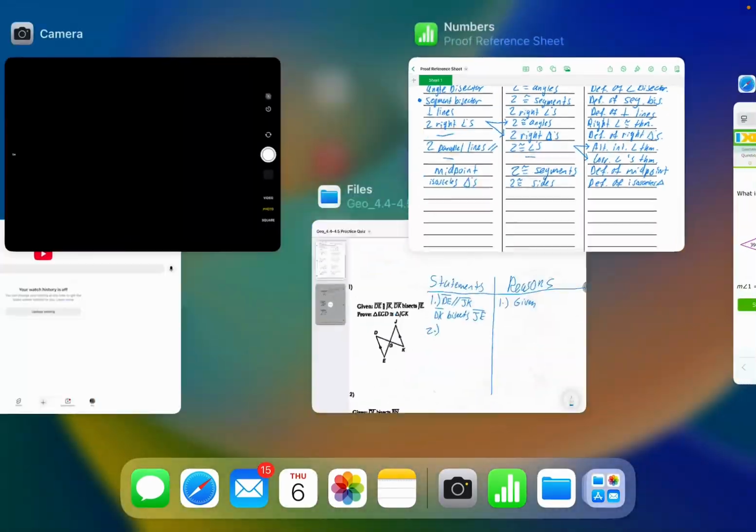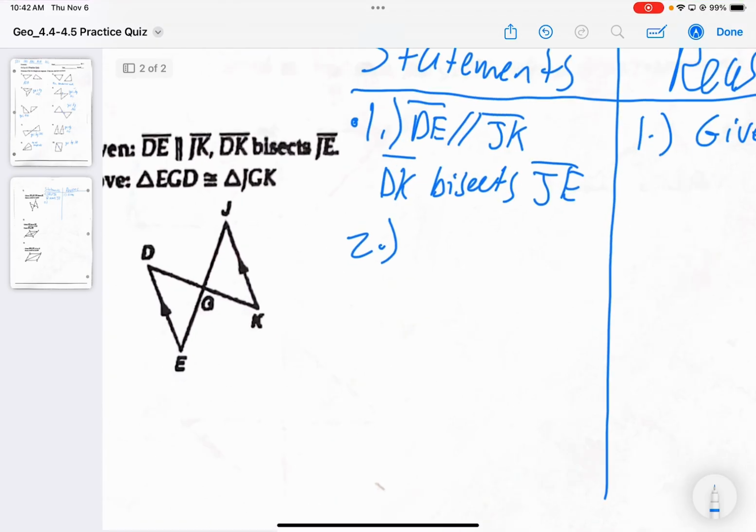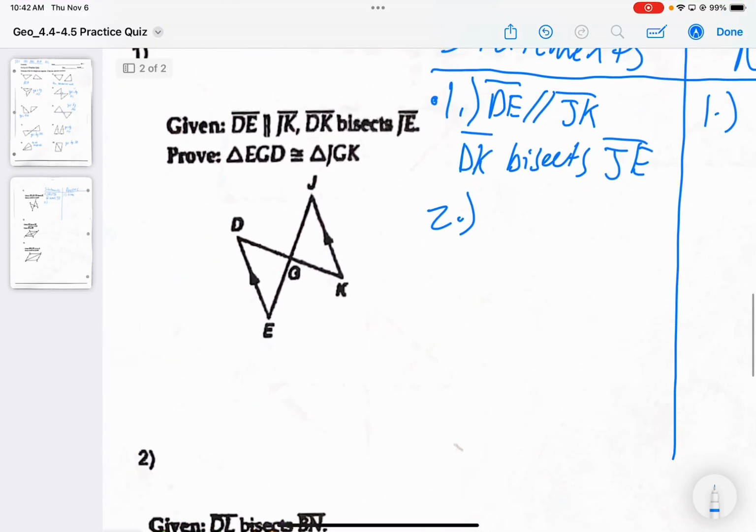So if I look at what I have here, I listed two parallel lines as a given. Now I want to list two angles that are congruent. So you guys tell me, if I know that those lines are parallel, which two angles would be congruent?